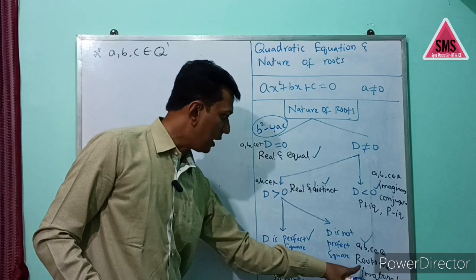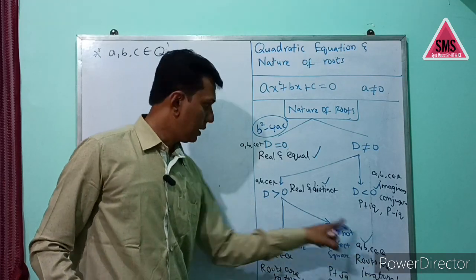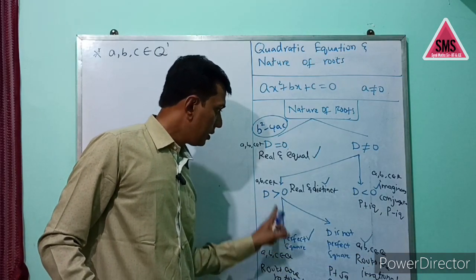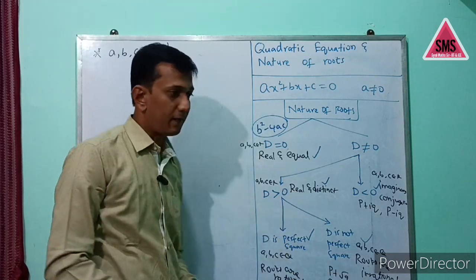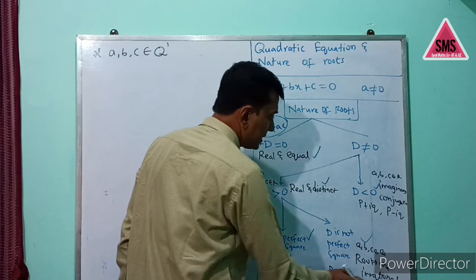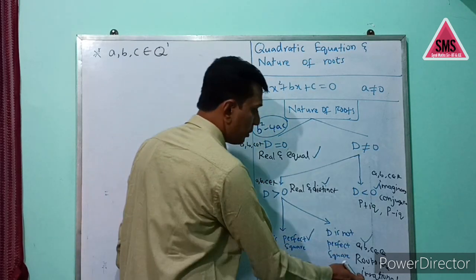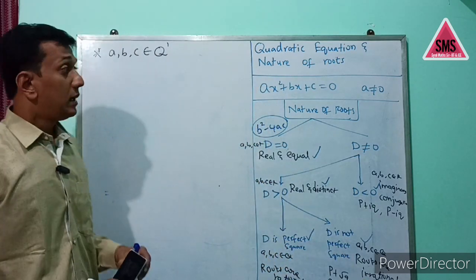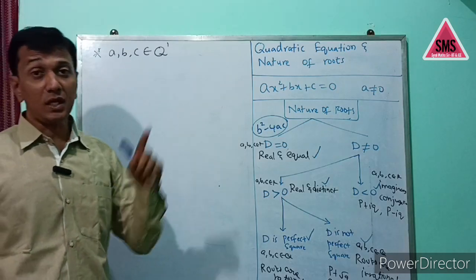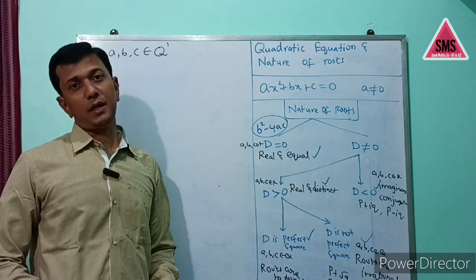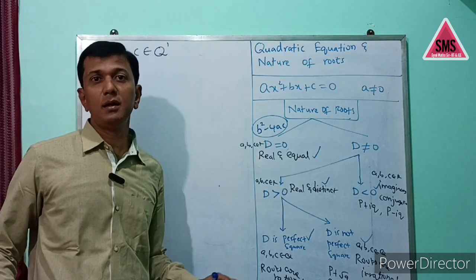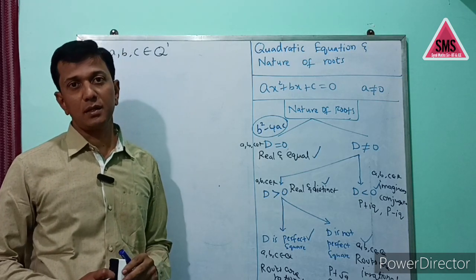Here, if a, b, c belong to Q and D is greater than 0, commonly we say that whenever it is a rational case, we get rational or irrational roots, and if irrational we get a conjugate pair. But here in this case, we are not going to get any conjugate pair. Roots are not conjugate to each other.